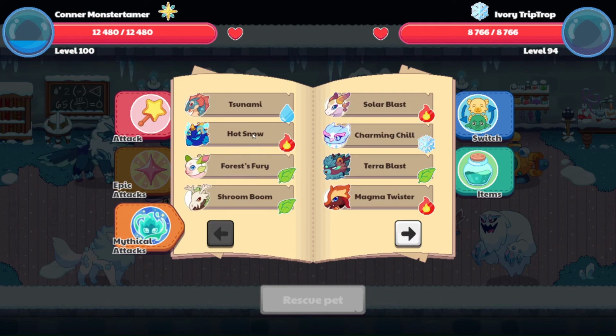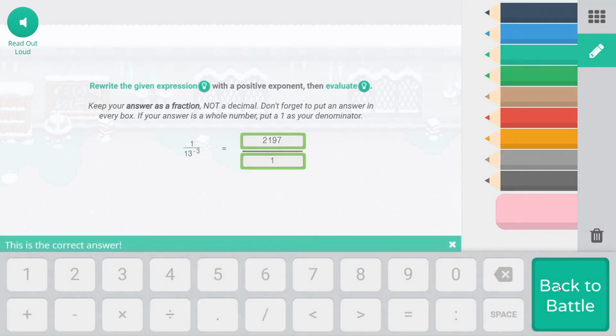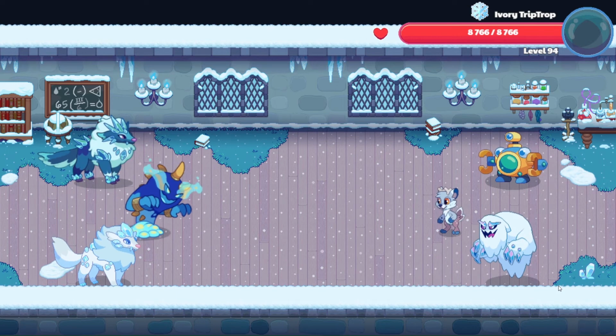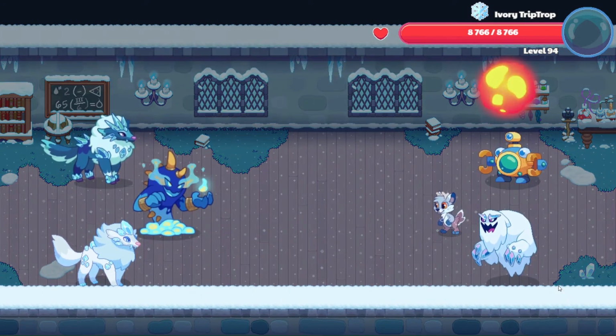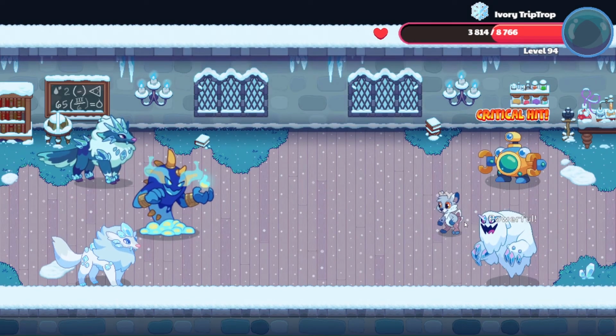Alright, let's go ahead and do some hot snow here. Okay, rewrite the given expression with a positive exponent, then evaluate. So this is going to be 13 to the power of 3. And so 13 times 13 times 13, this should be 2197 over 1. And let's see if this is correct. Yes, awesome. Woohoo! And hot snow up in the air, and then boom, boom, boom. And we should be able to capture this ivory trip trap.